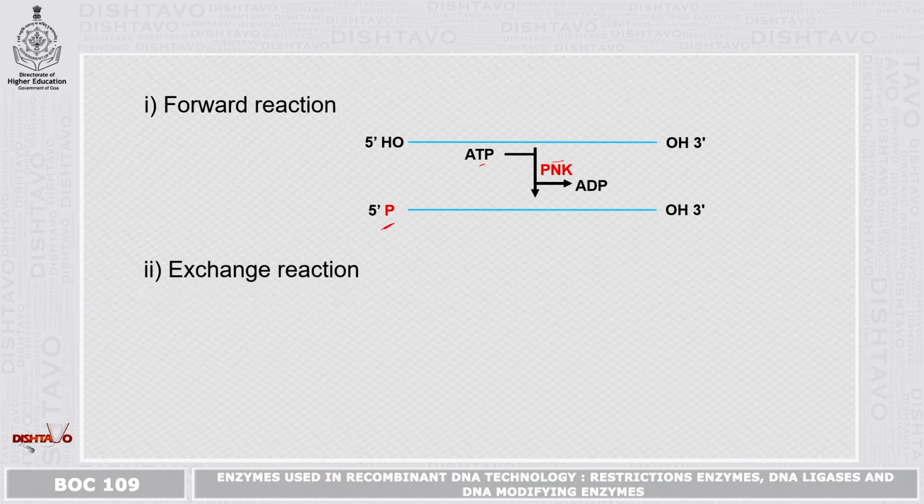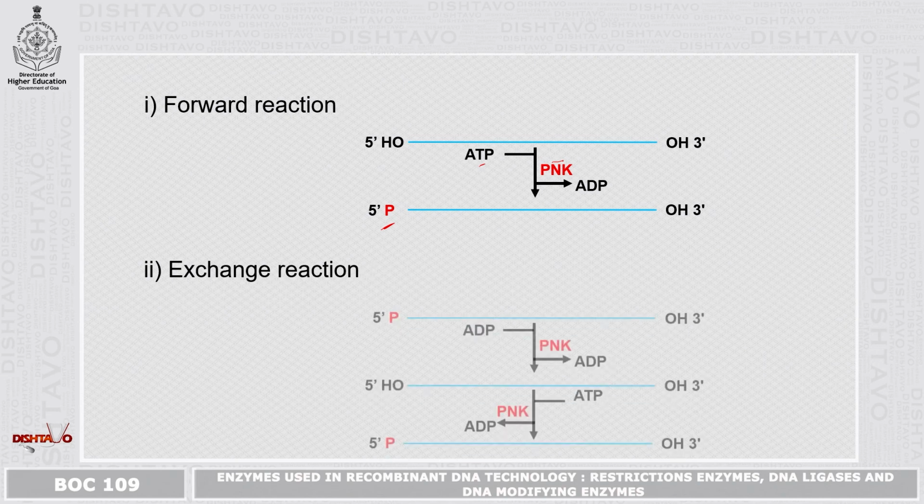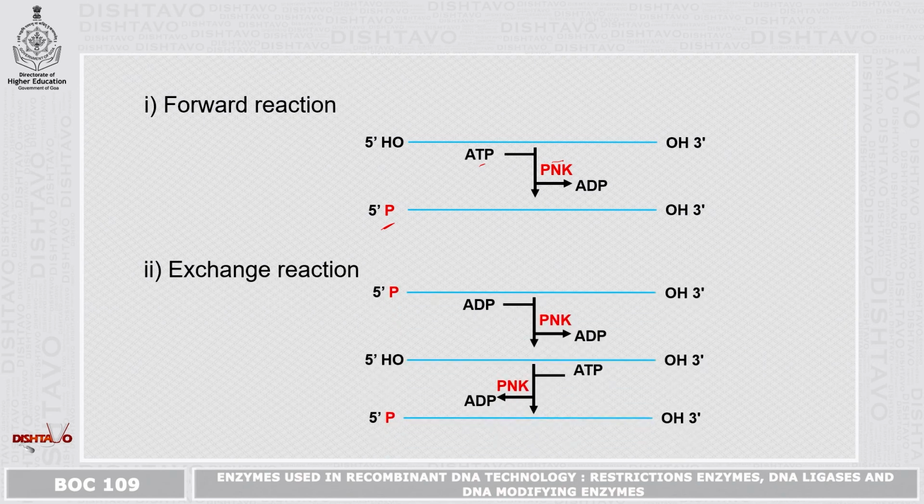In the exchange reaction, the target DNA or RNA that has a 5' phosphate is incubated with excess ADP, where PNK first transfers the phosphate from the nucleic acid onto ADP, forming ATP, and then transfers a phosphate from ATP onto the target nucleic acid.